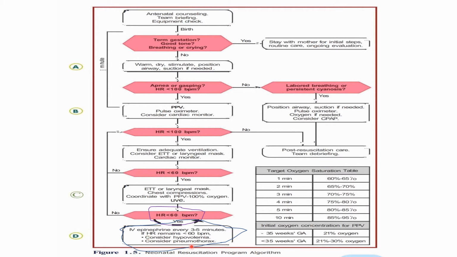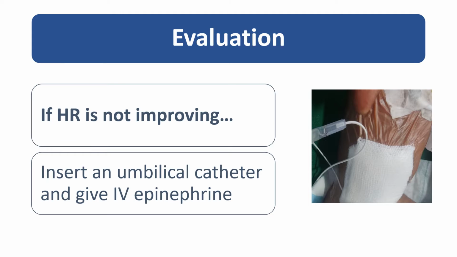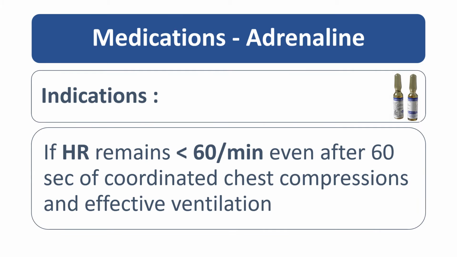Also we have to consider that the patient may be having hypovolemic shock, so we should give fluid for the hypovolemia. And we should keep in mind that the patient may be having a pneumothorax, so go for an X-ray and rule out the pneumothorax. If the heart rate is not improving in spite of chest compression with positive pressure ventilation, then insert the umbilical venous catheter. In this image you can see the UVC inserted, and give IV epinephrine.